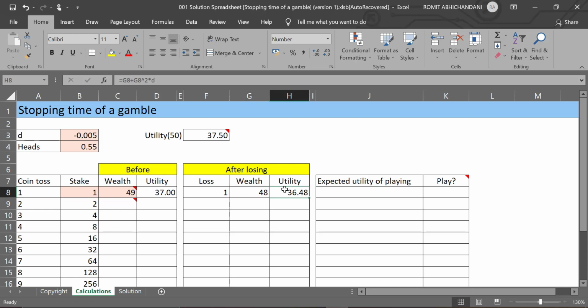Right, so this is how it works. Now let's just keep on carrying this on. Okay. Next time, what is your wealth? It will be same as what your wealth was after losing, and what will be your utility? It will be same as what was your utility after losing. Okay. Then what is your loss?